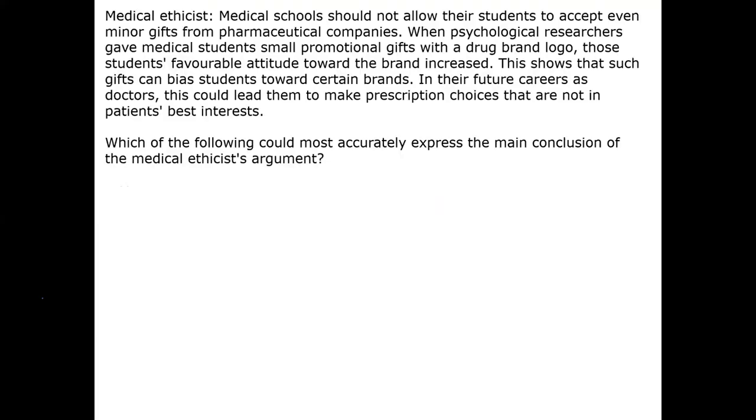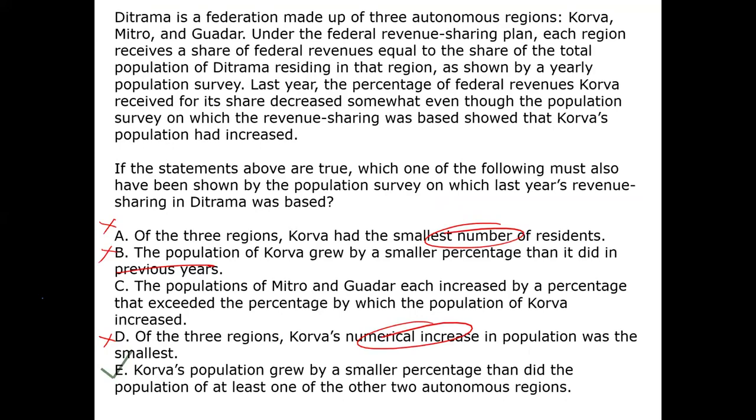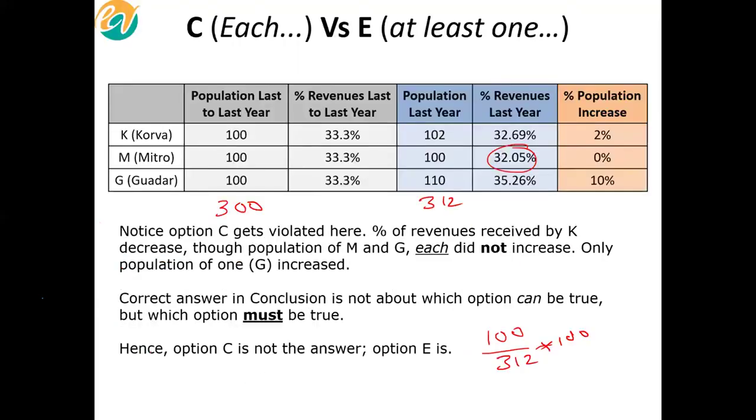If we go to the options, okay. Which option are you talking about? Edward, yes. Korva's population grew by a smaller percentage than did population of at least one of the other two autonomous regions. Yes, so that's correct, right? Because suppose that this had not happened. Let us say this was 101, Bharat. Now tell me, Korva's population has increased by what percentage? 2, while this would be 0 and 1. In this case, this would actually be more. So then what is given in the argument would not hold true.